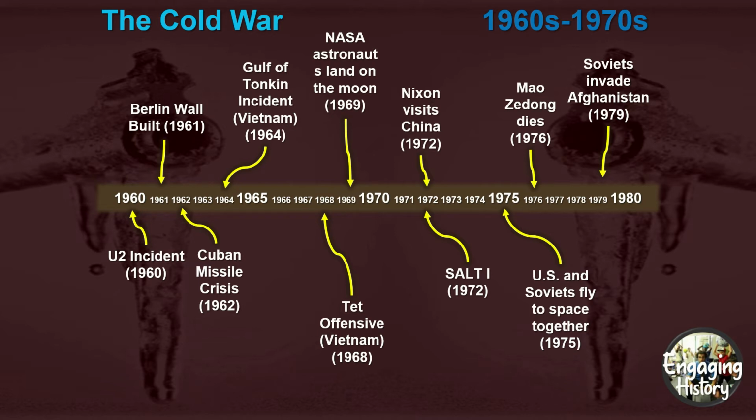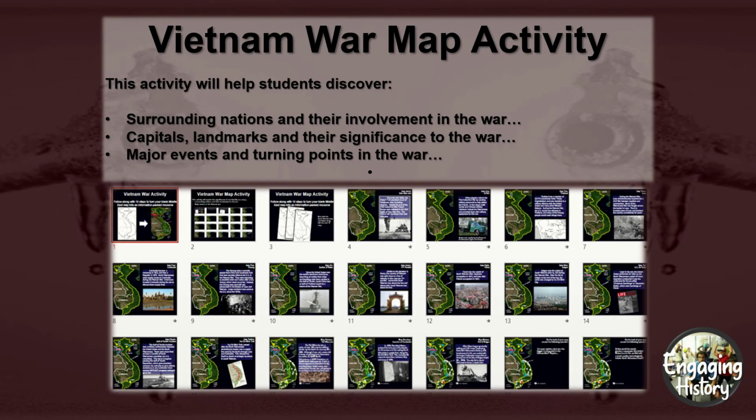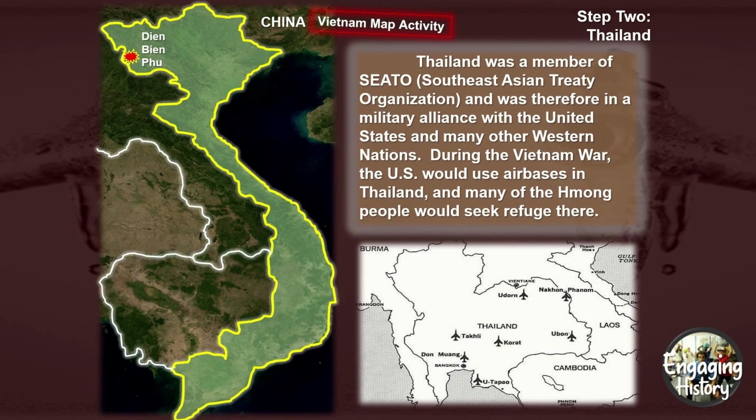And you might make the argument that there is no greater conflict within the context of the Cold War than the Vietnam War. I know a lot of teachers that teach the Vietnam War in its own larger unit. So as you go about looking at this map activity, the teacher controls the pace. With each click of the mouse, it brings up a new item on the map with information to talk about and for students to add to their map. By the end, students will have surrounding nations and their involvement in the war, different capitals, landmarks, and their significance to the war, and the major events and turning points in the war. Let me show you a few sample slides.